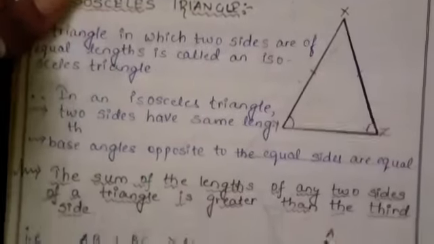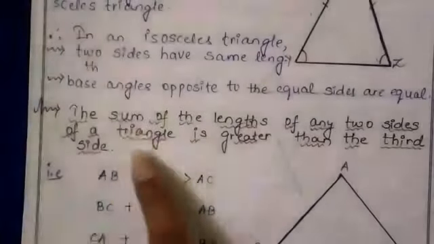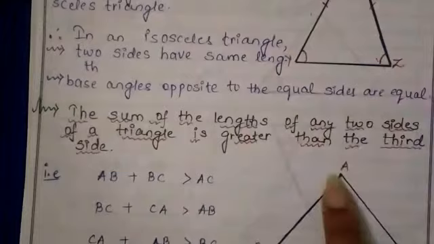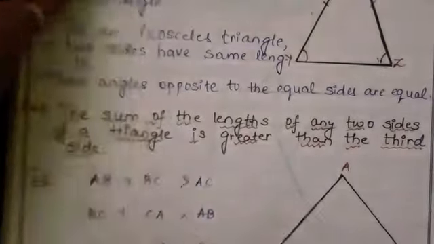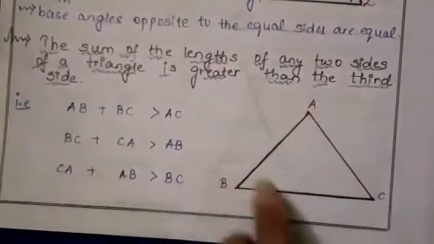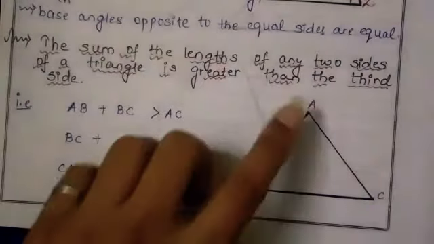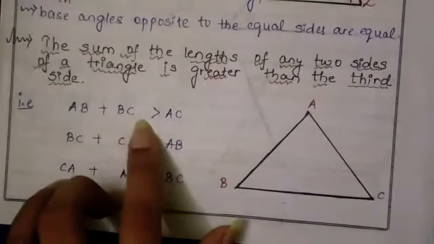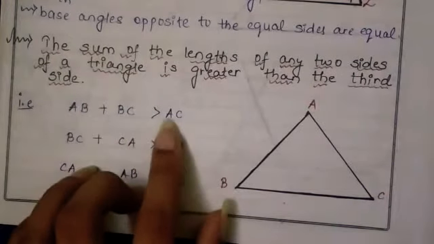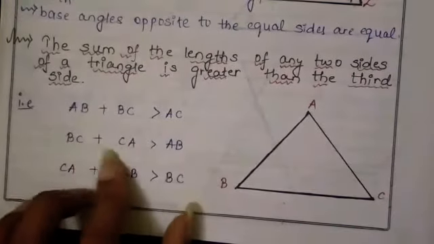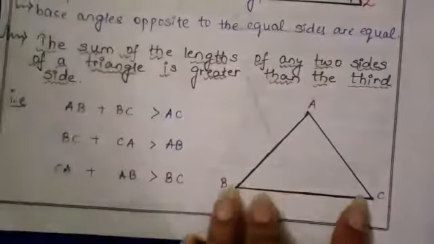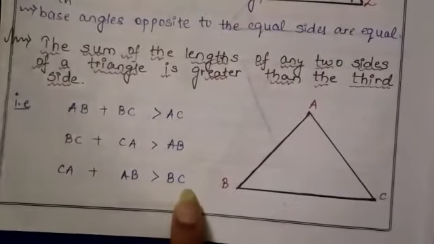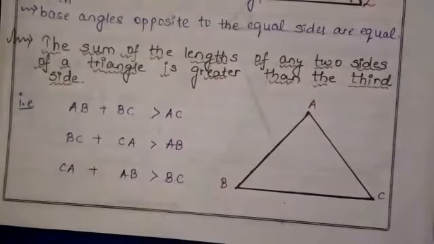Now one more important property of a triangle is that the sum of the lengths of any two sides of the triangle is greater than the third side. Okay, see here I have drawn a triangle, that is triangle ABC. Now AB plus BC, if I am adding these two sides, then the addition has to be more than AC. Similarly BC plus CA will be more than AB, and CA plus AB will be more than BC. This condition has to be satisfied.